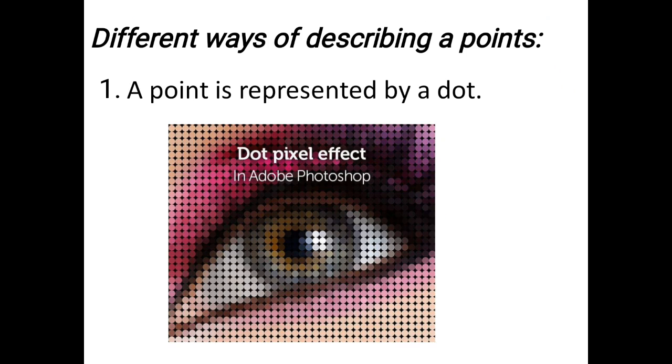A television screen or a computer monitor is made up of tiny dots. A combination of dots make up the picture you see down below. Dot pixel effect in Adobe Photoshop. The dots are so numerous and so close together that what you see appears to be connected to each other. Television and computer people call these dots pixels.